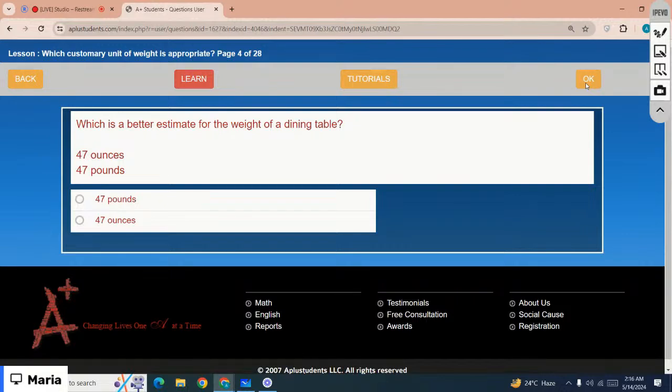Which is a better estimate for the weight of a dining table? Which is the correct option? Dining table it is, right? So it must weigh in pounds. The correct option is 47 pounds.